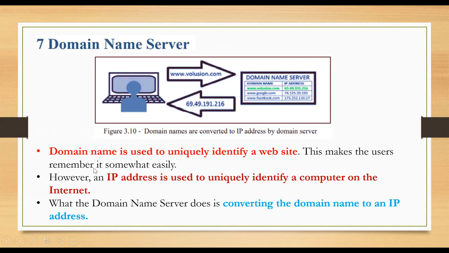This makes the users remember it somewhat easily, right? We can easily remember the domain names, but however an IP address is used to uniquely identify the computer on the internet, right? IP address is very important. It identifies the unique address for the device which is connected with the internet. What the domain name server does is convert the domain name to an IP address, right?